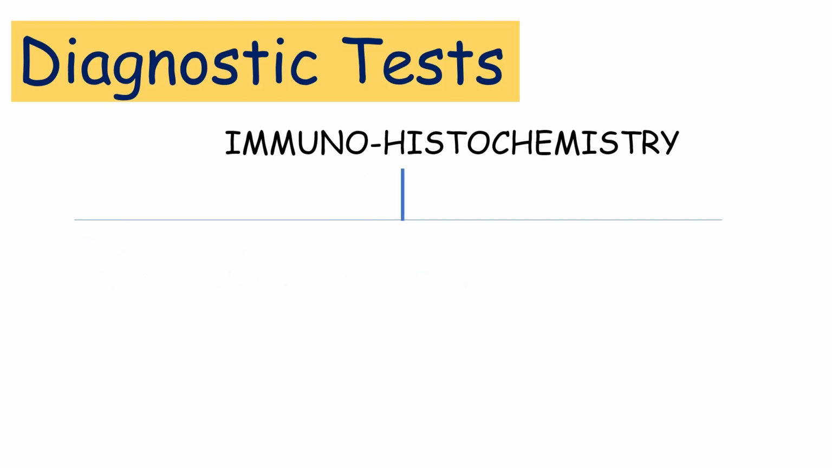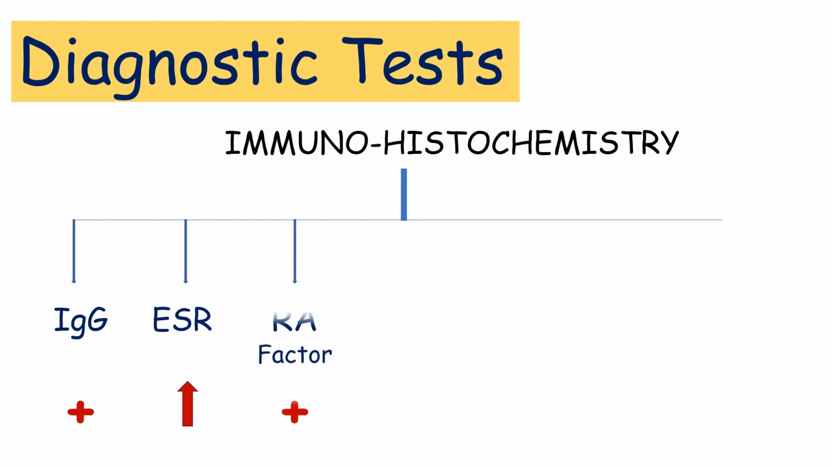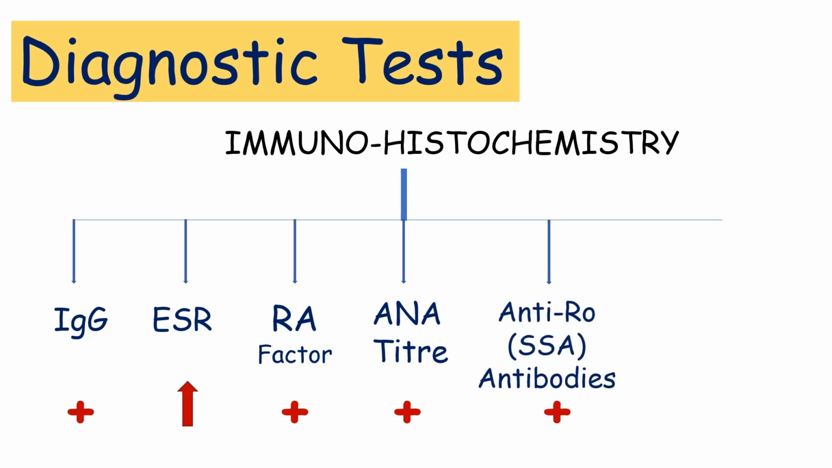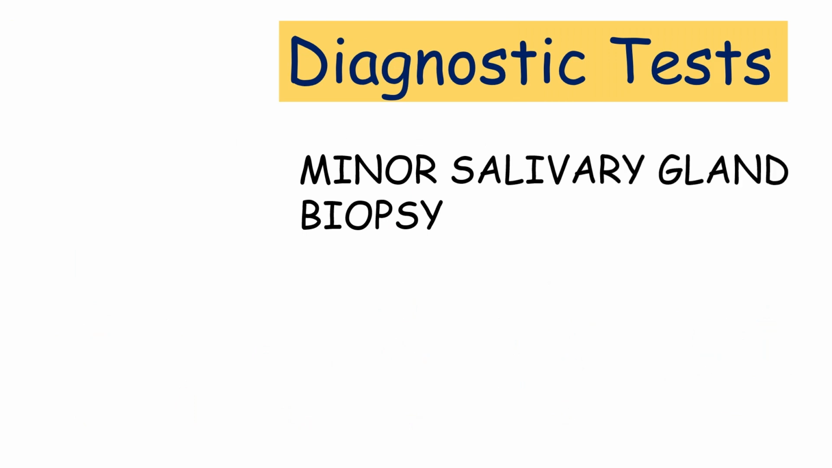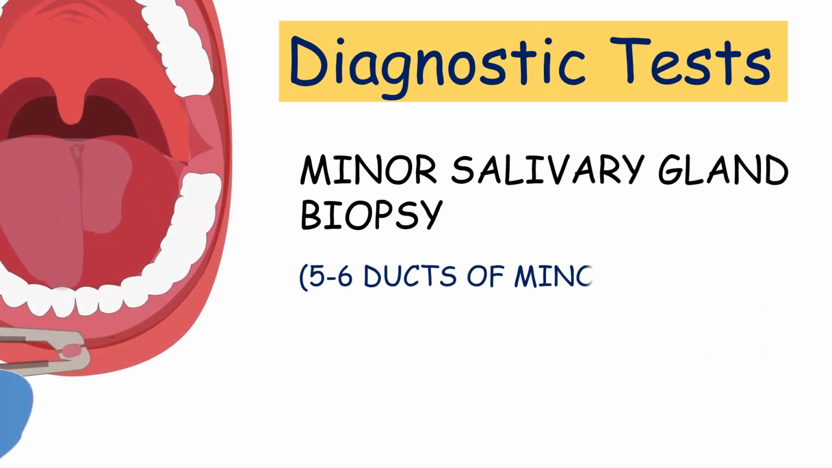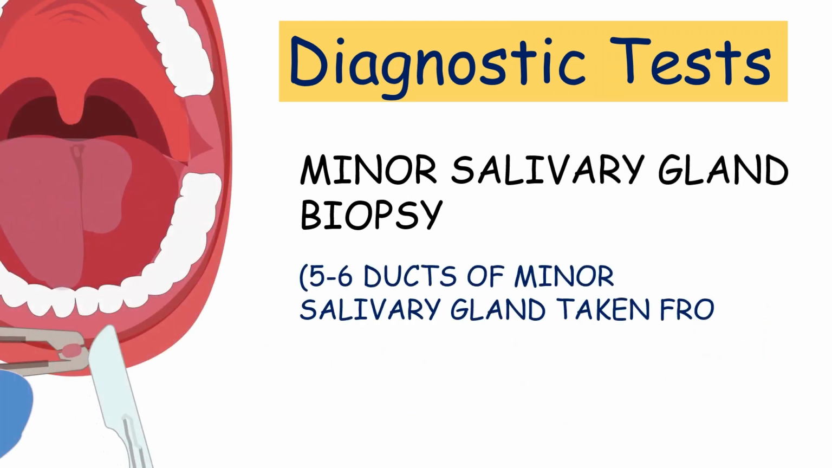The serological report shows that the patient is positive for immunoglobulin G, an increased value of ESR, a positive RF factor, a positive anti-nuclear antibody titer, anti-Ro SSA antibodies being positive, and anti-La SSB antibodies also positive in the patient. One of the last diagnostic tests is minor salivary gland biopsy, where 5 to 6 glands of minor salivary gland are taken from the lower lip.